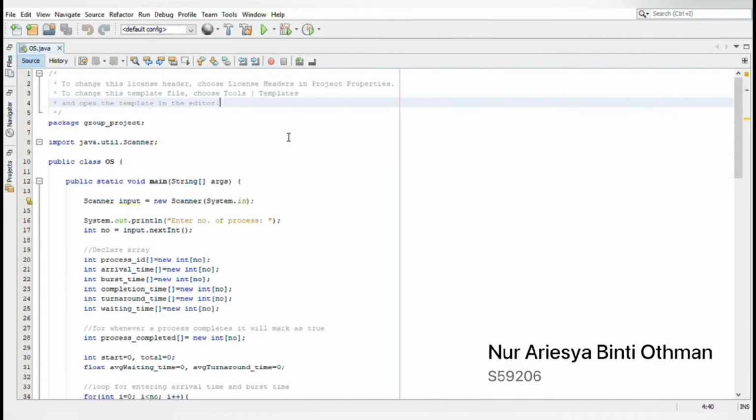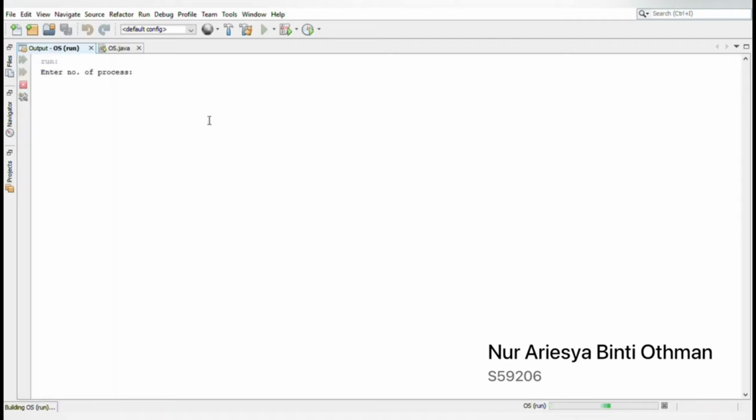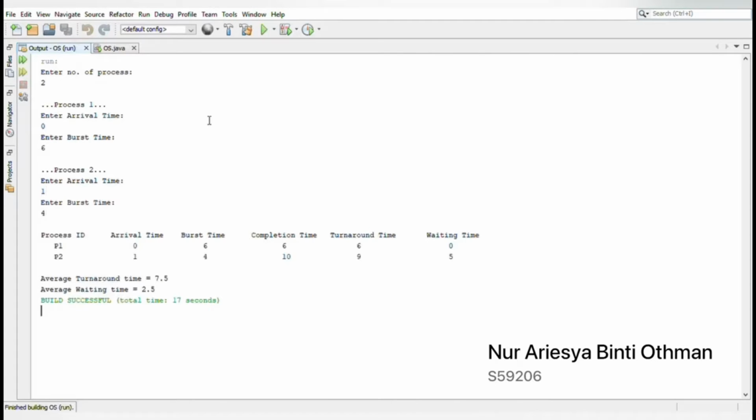So I'll be starting with my part, to input two processes in our Java coding. So let's rerun. Enter the number of processes. I'll enter 2. For process 1, enter arrival time, which is 0, and burst time, which is 6. For process 2, it is 1 for arrival time and 4 for burst time. So we can see the output here. For arrival time and burst time, the output comes in a table like this. Then the completion time, we can see it in the Gantt chart later.